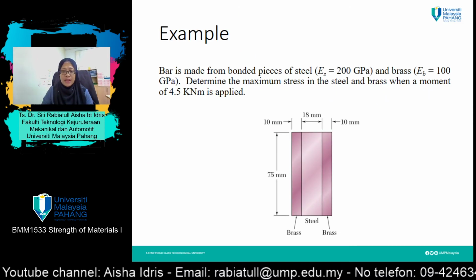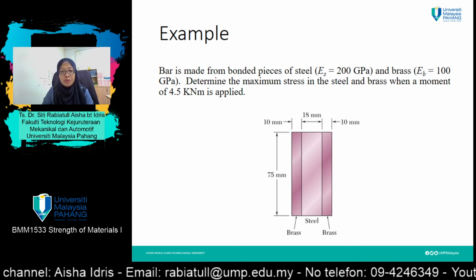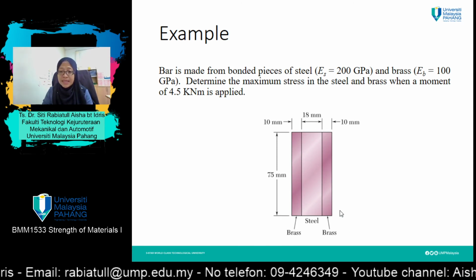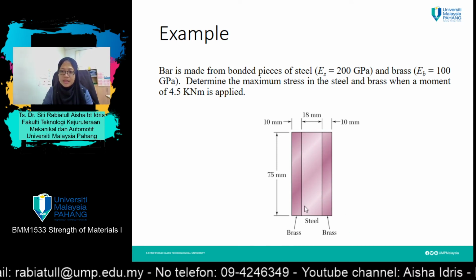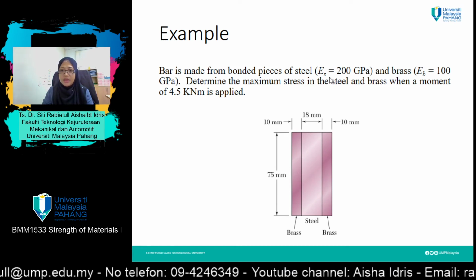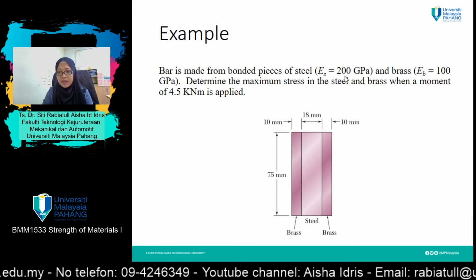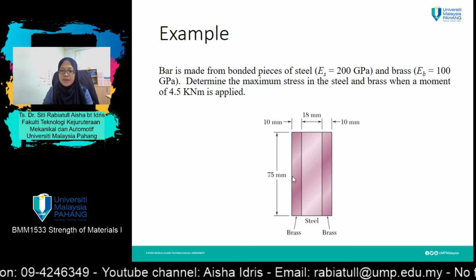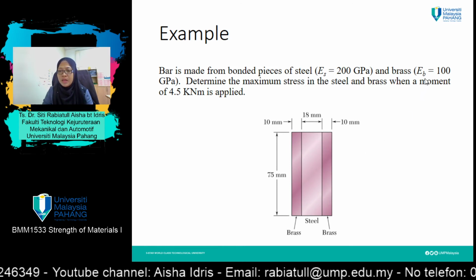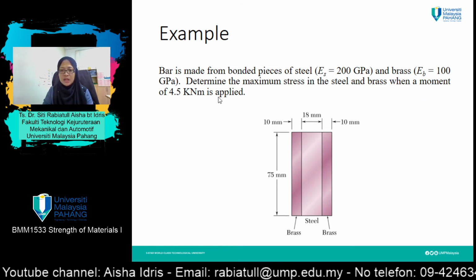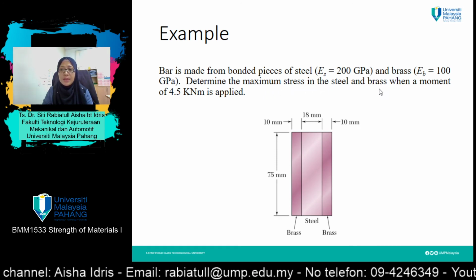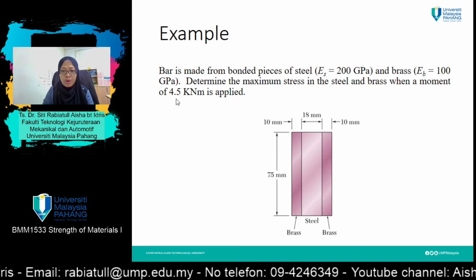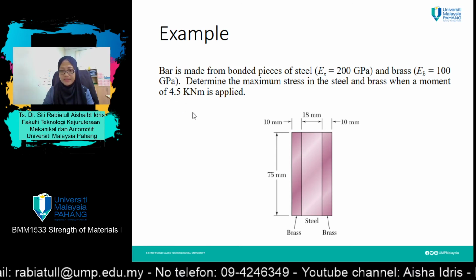Now let's look at this example to make it more understandable. A bar is made from bonded pieces of steel. Steel is in the middle, and the Young's modulus of steel is given, equal to 200 gigapascal. Brass is at both sides, with modulus equal to 100 gigapascal. Determine the maximum stress in the steel and brass when a moment of 4.5 kilonewton meter is applied.